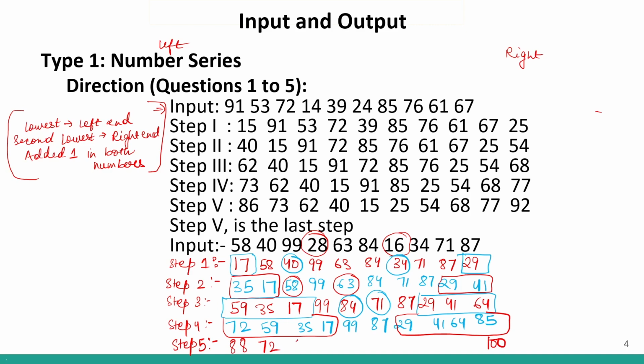So it will be 72, 59, 35, 17. And then 29, 41, 64 and 85. This will be our final output. The step 5 will be our final output. Clear? So this is how you solve questions on input and output based on number series. So first identify the logic and then solve the question based on the same logic.